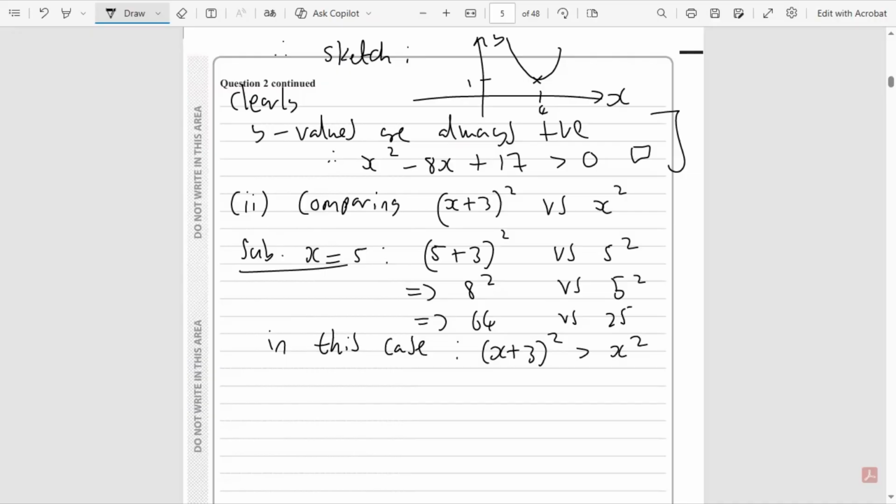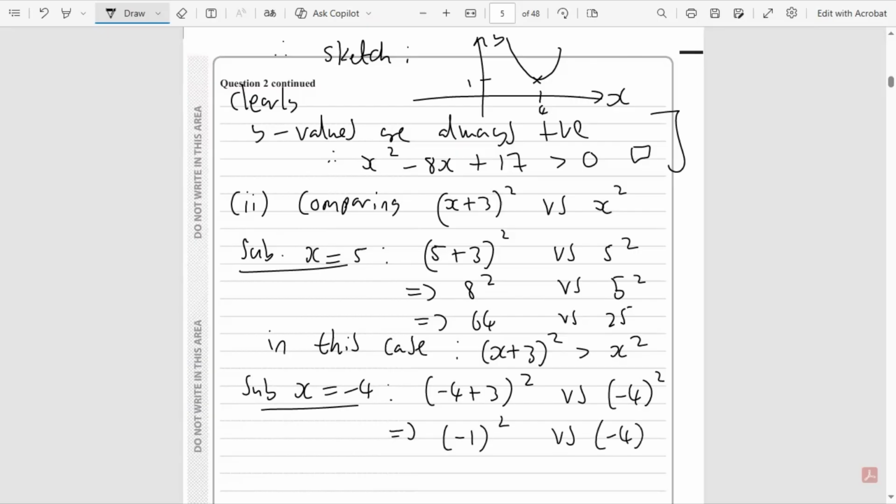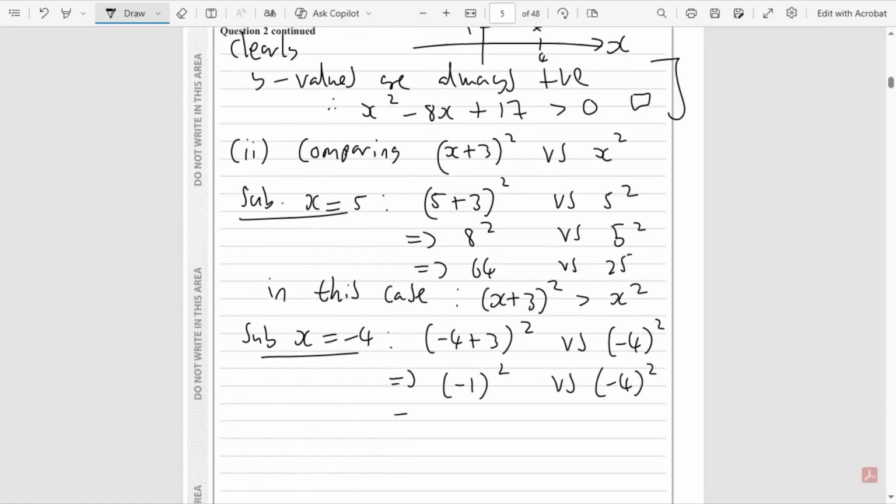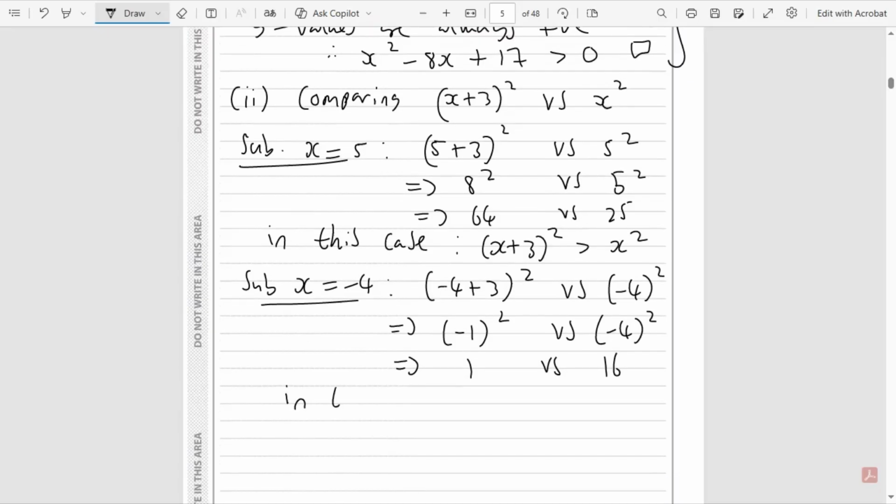But in another example, you may want to sub in something like, let's say, x equals -4. So in this case, you would have -4 plus 3 squared versus -4 all squared. Now, this would give you on the left side a -1 squared versus the -4 squared. So you end up on the left side with 1, because -1 times -1 is 1, versus 16, because -4 times -4 is 16. So in this case, we can actually see that x plus 3 all squared is actually less than x squared this time.